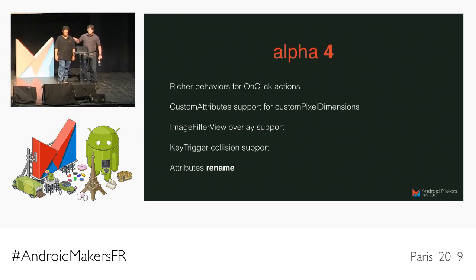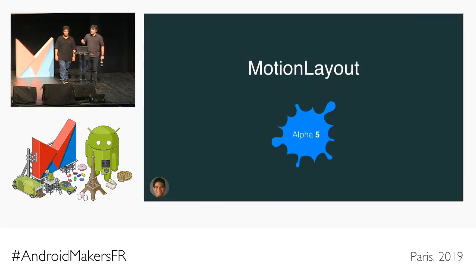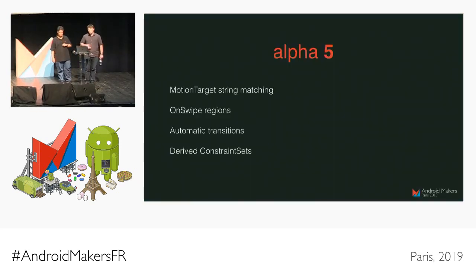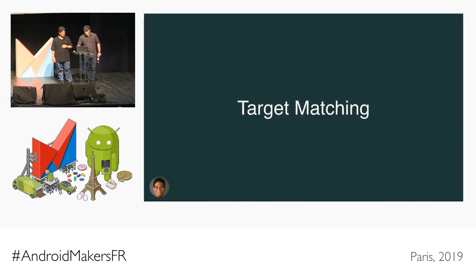Important stuff, the attributes rename. We had to rename a few attributes, so check out the release notes, but you might have to modify your XML files. And finally, Alpha 5, that we have not released yesterday like we wanted, but we promise it's going to come soon. In Alpha 5, we have a few new features that we're going to cover very, very quickly now because we're running out of time. And that is target matching.